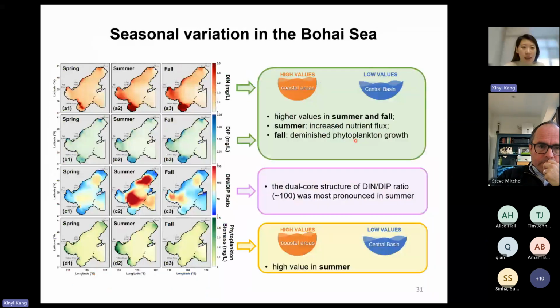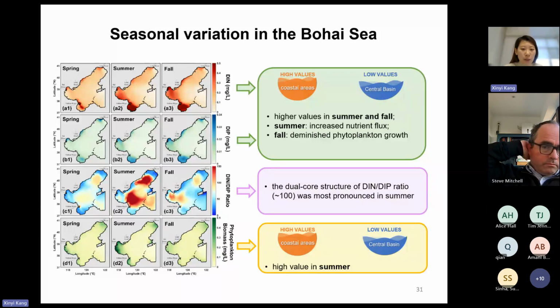And for the seasonal variations, we could see that for the nutrients, high values also occurred in the coastal regions and low values were found in the central basin. High values were found in the summer, due to the increased nutrient flux, and in the fall, due to the diminished phytoplankton growth. And moreover, we also did some calculations for the DIN to DIP ratio, and this is called the Redfield ratio in biological oceanography.